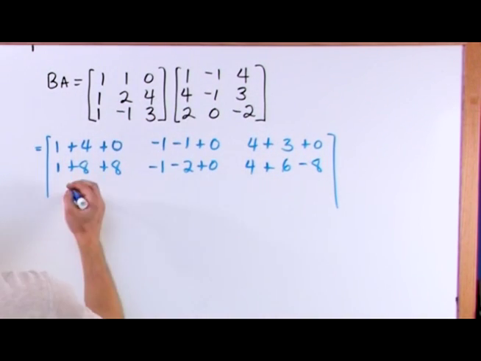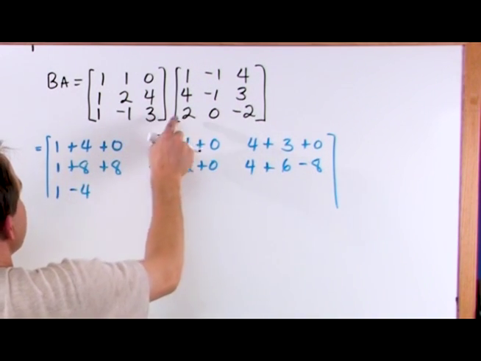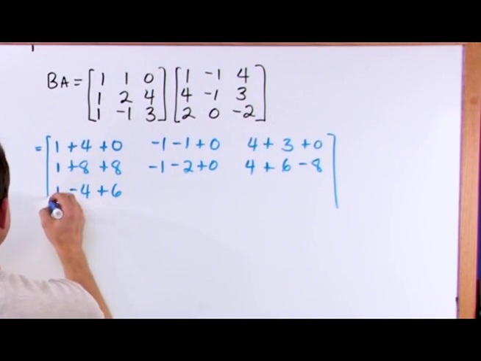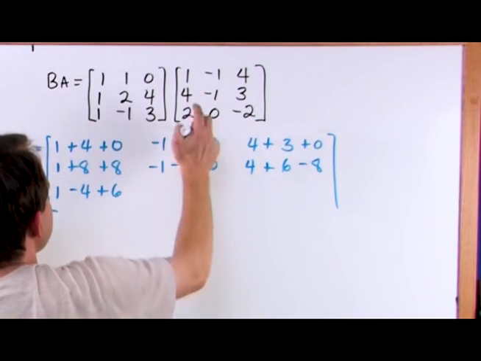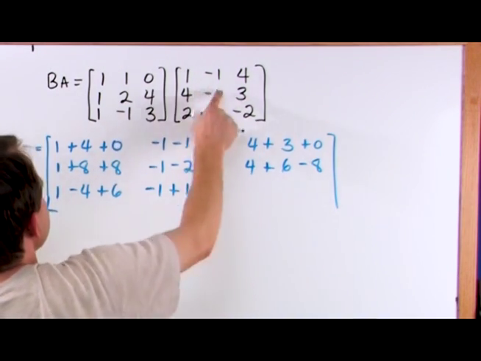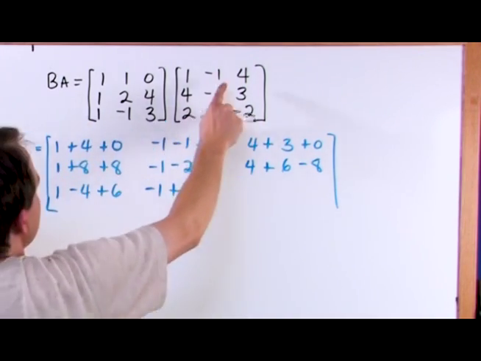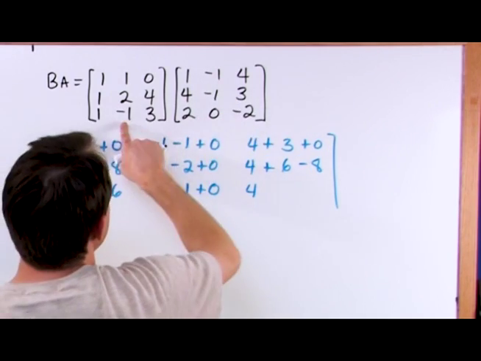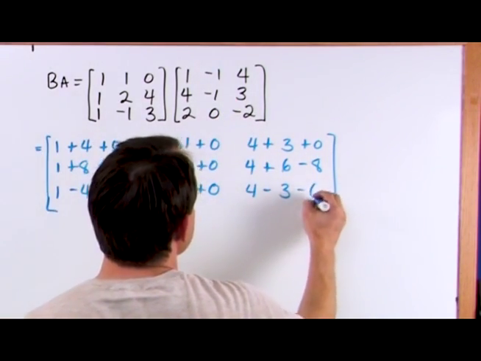Over and down. 1 times 1 gives us 1, plus 1 times negative 4 gives us negative 4, plus 3 times 2 gives you 6. That was over and down. That's what we just did there. Okay? And then finally, in the next one, we're going to go over and down. 1 times negative 1 gives me negative 1. Negative 1 times negative 1 gives me positive 1. Over and down. 3 times 0 gives me 0. We're done with that one. Finally, last one to do, over and down. 1 times 4 gives us 4. Negative 1 times 3 gives us negative 3. 3 times negative 2 gives us negative 6.